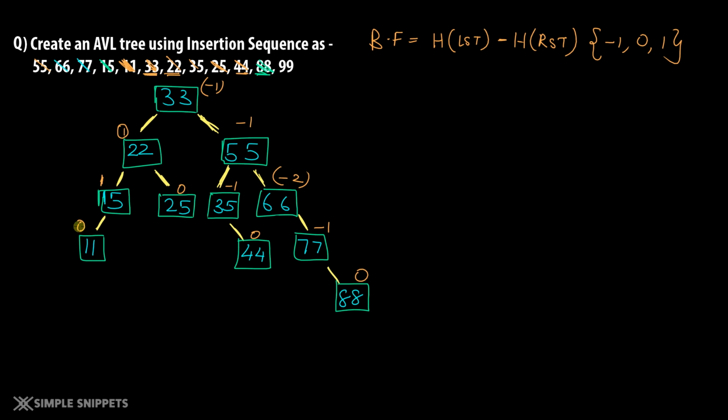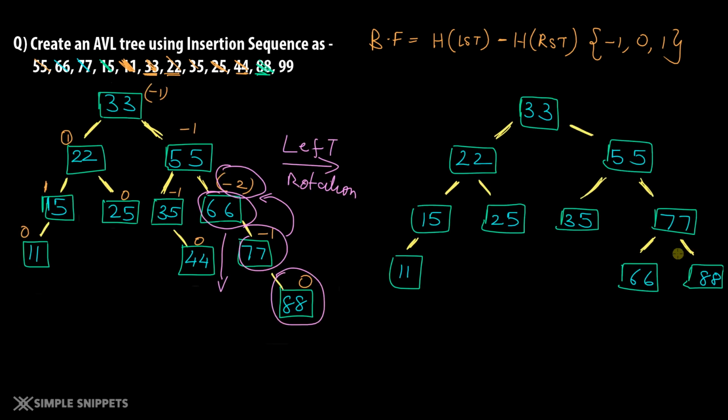So in all these values, the problem lies in minus 2, which is 66. So this is our critical node. The insertion happened at 88. So to reach 88, we have to go to 77 and 88. So these three nodes are in right imbalance. And what do we have to do? We have to do a left rotation, a simple left rotation. So 77 goes to the top, 66 becomes the left child of 77. So let's quickly restructure this and do a left rotation.